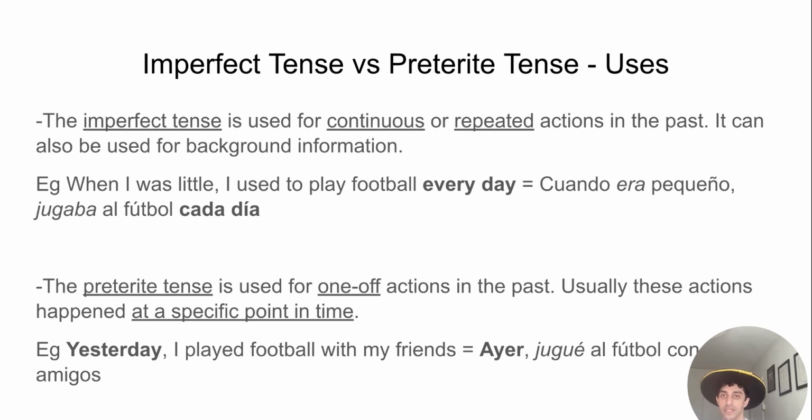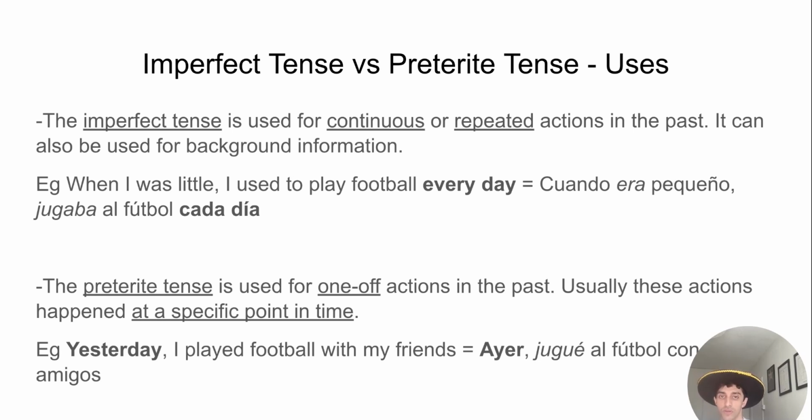So the imperfect tense is used when you're talking about continuous or repeated regular actions in the past. And there is an example here. When I was little, I used to play football every day, which in Spanish would be cuando era pequeño, or pequeña for a girl, jugaba al fútbol cada día.